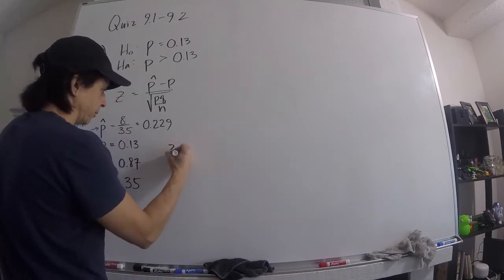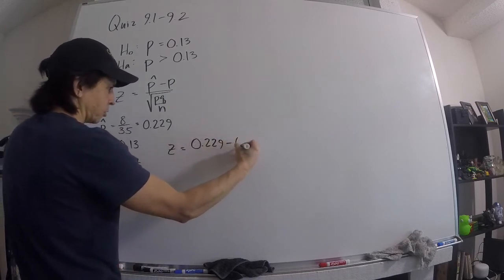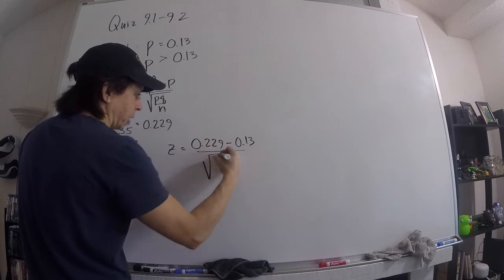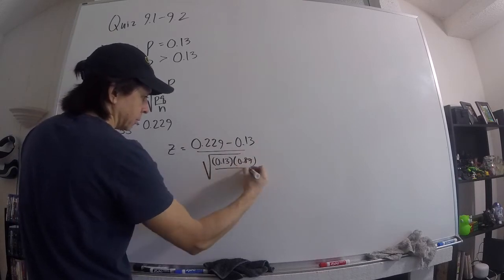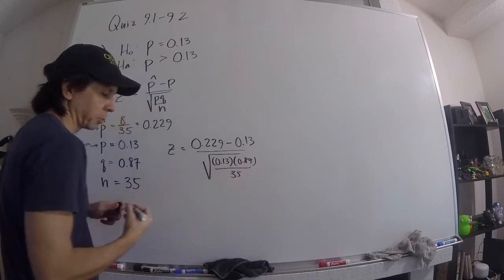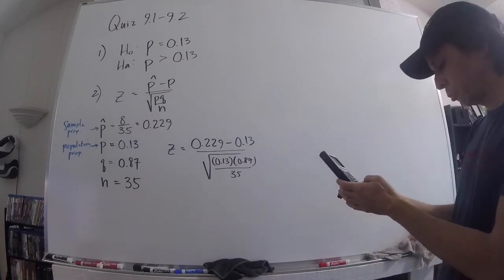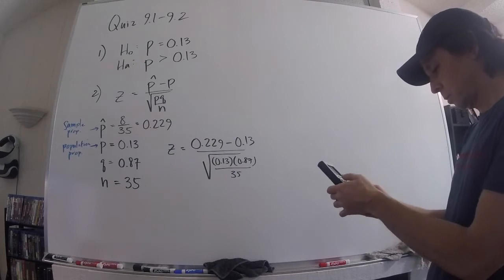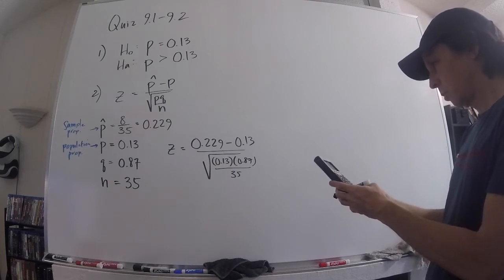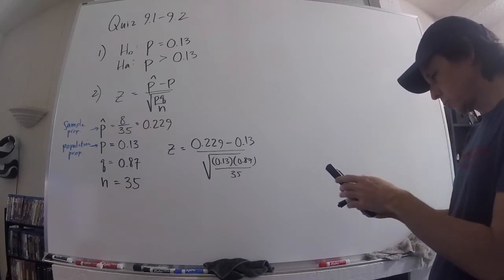What am I doing? Z. P-hat goes first, P goes second. On the bottom is P and Q divided by N. That's what we're computing. Be careful with making sure you use parentheses around the top. 0.229 minus 0.13. Okay, I think I'm good.